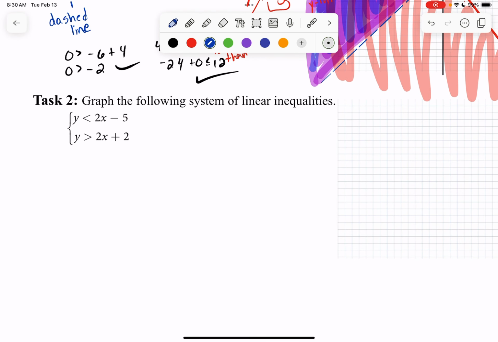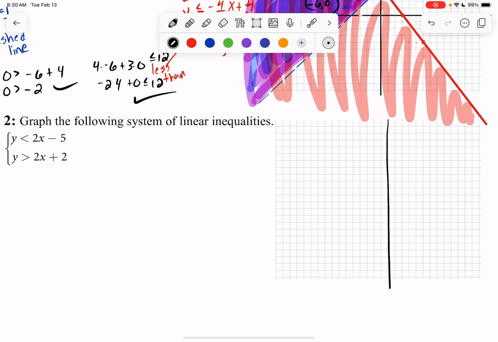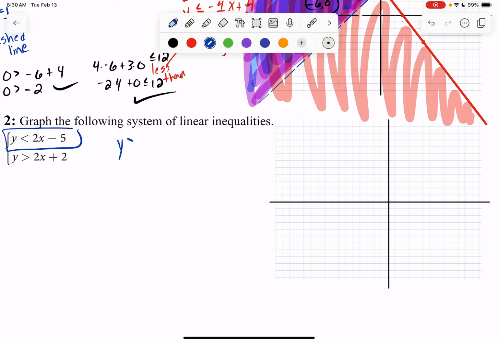We want to graph the following system. So again, we graph them both. We want to find the points that work in both. So again, we'll color code. Let's do this first one in blue. Y is less than 2x minus 5. Y-intercept of negative 5. Down 1, 2, 3, 4, negative 5 right there. Slope of 2, so 2 over 1. Rise 2 over run, rise 2 over 1.